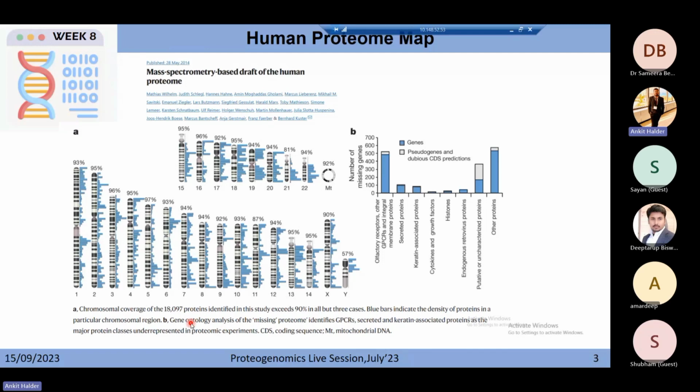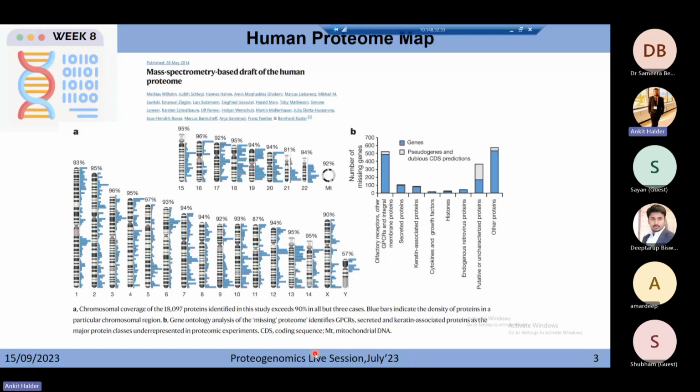Blue bars show the density of proteins in a particular chromosome region, for example across all the 23 chromosomes. So how much is the density in that particular chromosome region? And then there is the concept of the missing proteome, that is the proteins that are not identified. We will discuss this in detail as well, the concept of the missing proteome and how many types of proteins there are.